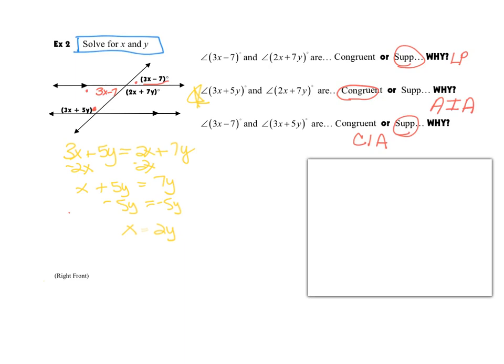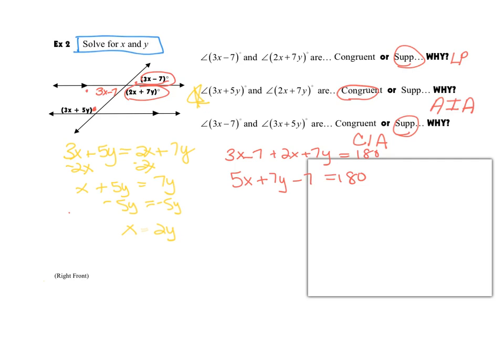And so what I'm going to take next is I'm going to look and say, well, I had another relationship up here that said that I knew that they were supplementary. So I'm going to take what I know, the 3x minus 7, and the 2x plus 7y, and those measures would have to equal 180. And so if I combine like terms, I'm going to have 5x plus 7y minus 7 equals 180.